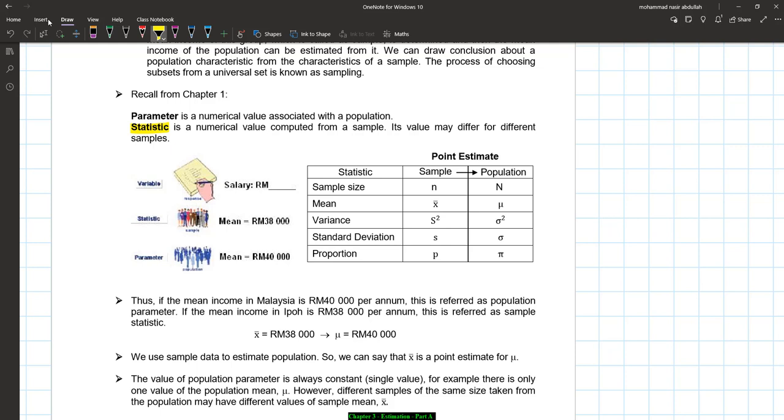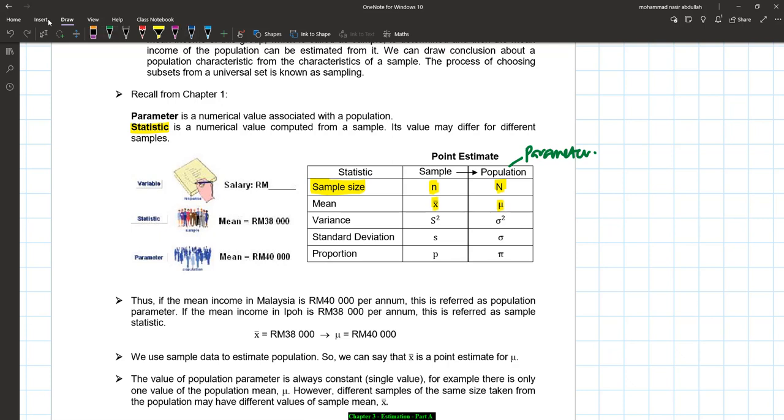And the symbols used for sample and population, or parameter, are also different. For example, if you calculate the size, the symbol is a small letter n for sample, and a capital letter N for population. The mean for a sample is x bar, which is a statistic. For a parameter, it is mu, right? So you can see the difference between parameter and statistics.